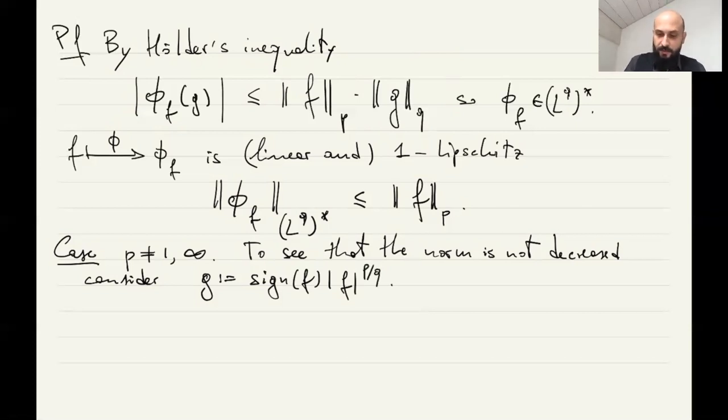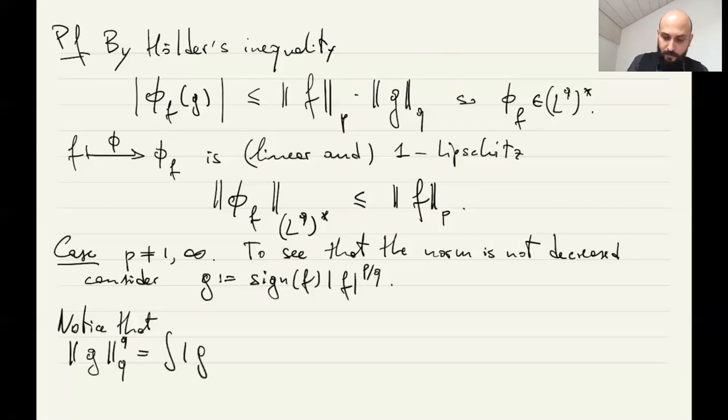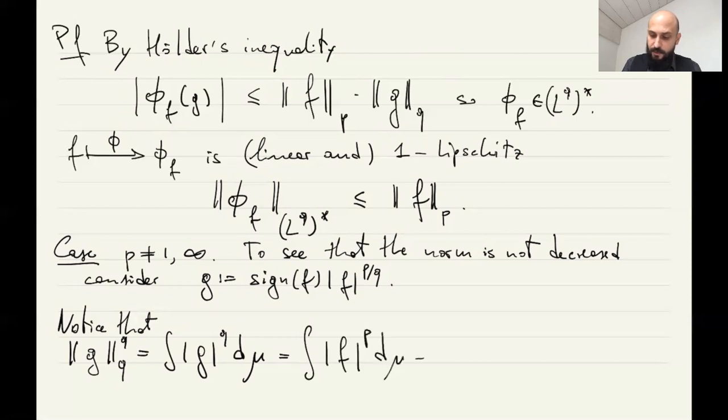First let's check that this function is in L^q. Let's consider the q-th power of the q norm of g. This is the integral of |g|^q dμ. We put the definition of g, and of course this is going to be the integral of |f|^p dμ, which is the p-th power of the p norm of f, which is finite. So g is in L^q.